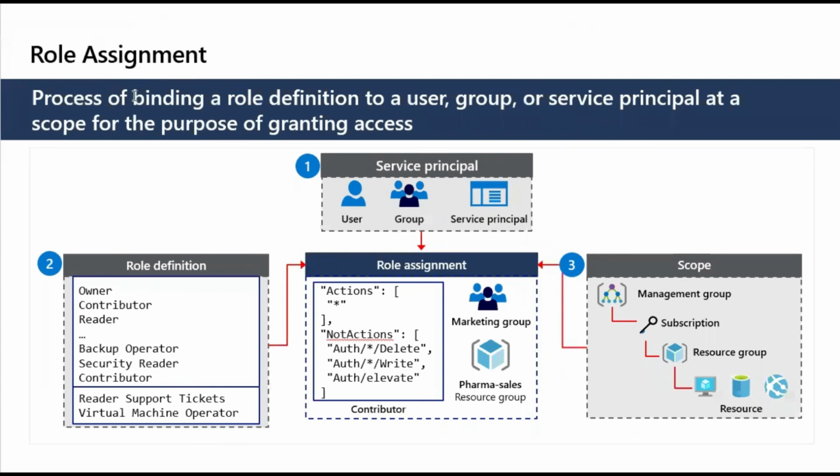Now, role assignment is the process of binding a role definition to a user, group, or service principal at a scope for the purpose of granting access. Let's say these are the users, groups, service principals we have. Under the role definitions, we have owner, contributor, reader, all these roles. In role assignment, you can assign roles to particular groups. And on this side you have the scope. Scope means your subscriptions or your resource group. That's how you can bind a particular role with particular groups and subscriptions.